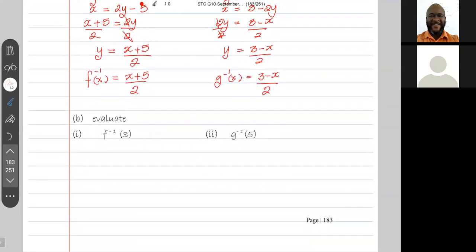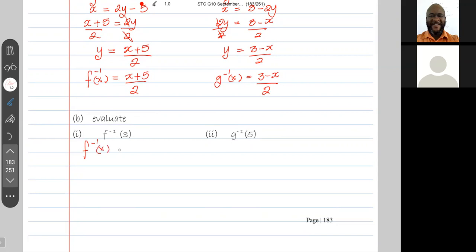Now, the B part of the question is asking us to find f inverse of 3. So a while ago, I just found f inverse of x. So I'm going to use that now to find f inverse of 3. Now, I'm going to also show you a way to find f inverse of 3 without first finding f inverse of x.